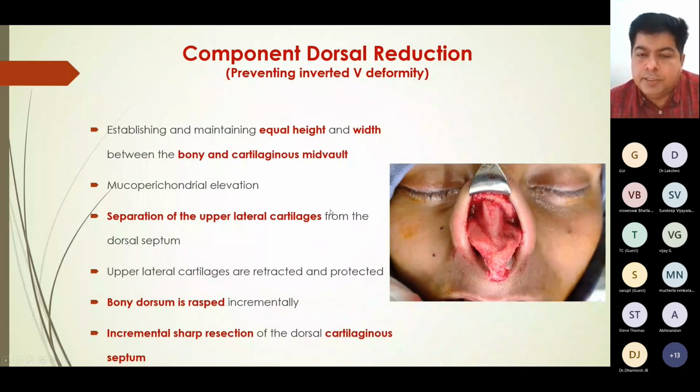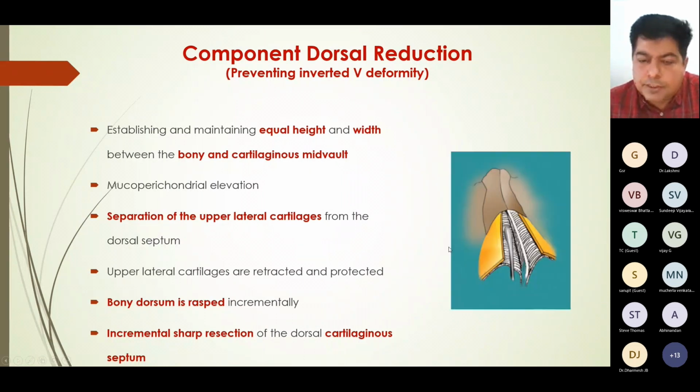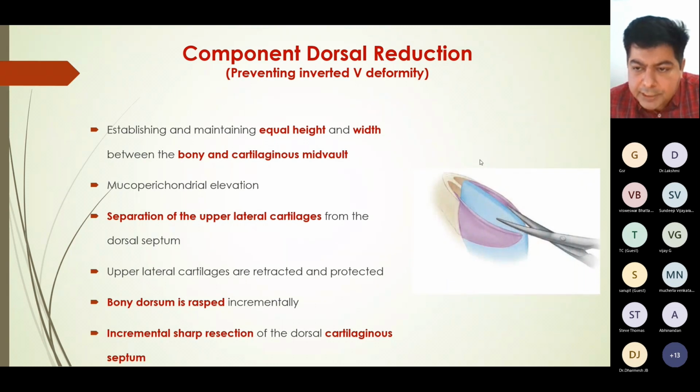So in an attempt to establish equal height and width between the bony and cartilaginous mid-vault, what we'll first do is submucoperichondrial elevation. We'll give an incision, elevate mucoperichondrial flaps, and then we'll separate the upper lateral cartilages from the dorsal septum and create these tunnels in the subperichondrial plane on either side. This will give us the exposure and protect these cartilages and mucosa. This will give us access to the whole of the bone, and the bone can be rasped like this, and after rasping, this will leave us with the excess of cartilage, septal cartilage.